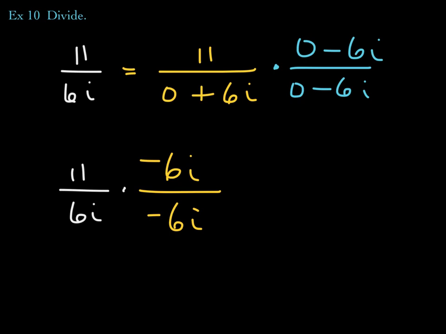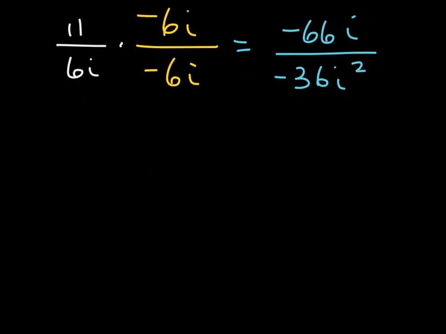Okay, so let's do the work. So the numerator is just negative 66i, and the denominator is negative 36i squared. Which then gives us negative 66i over positive 36. This i squared is negative 1, negative 36 times negative 1 is positive 36. We can simplify here.